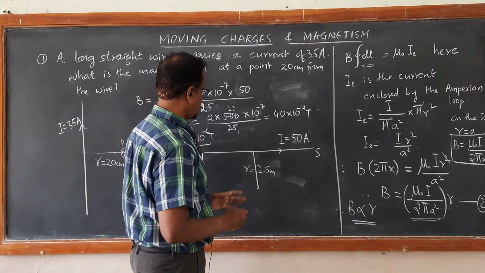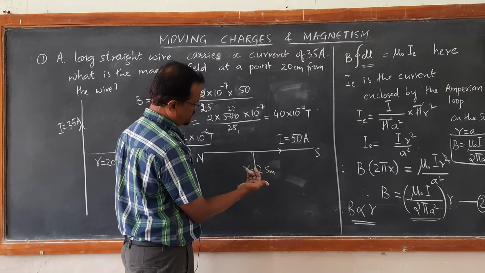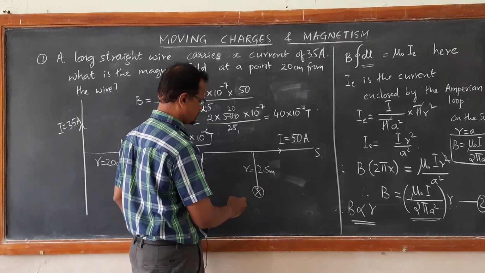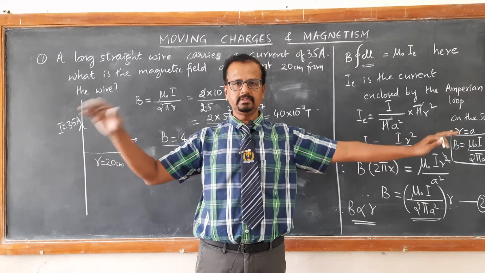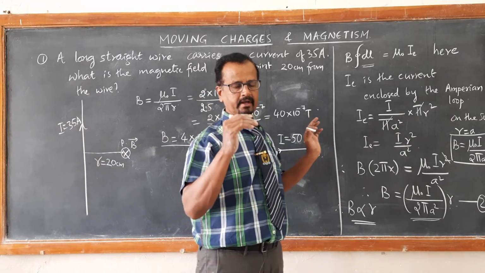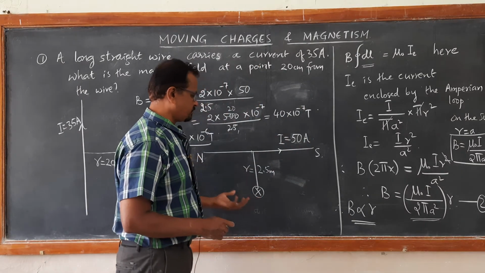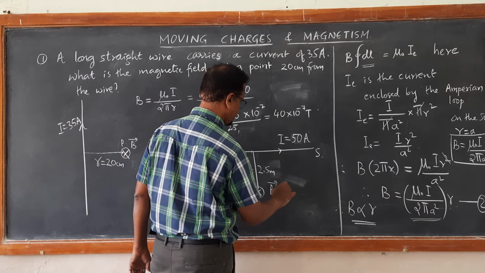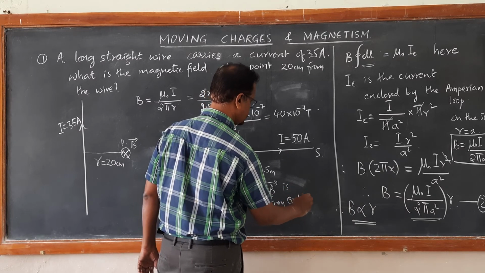If the current is in the north-south direction, the magnetic field will be in the direction of east to west. So it will be pointing inwards. If it is east, west, this will be north, south. If I am standing in the direction of north, south, the front will be east. So the magnetic field will be from the direction of east to west, perpendicular to the north-south direction.